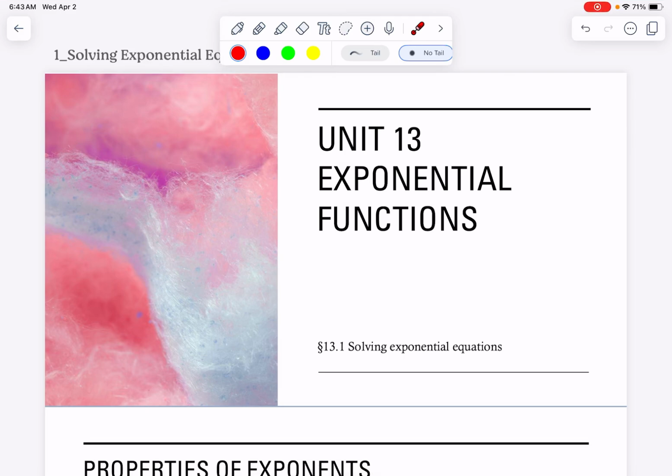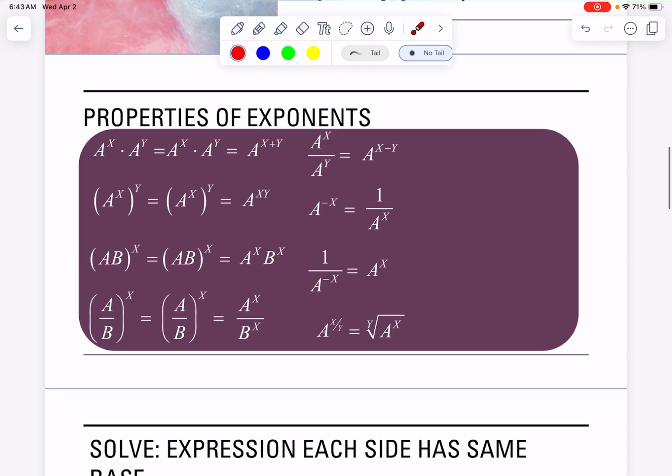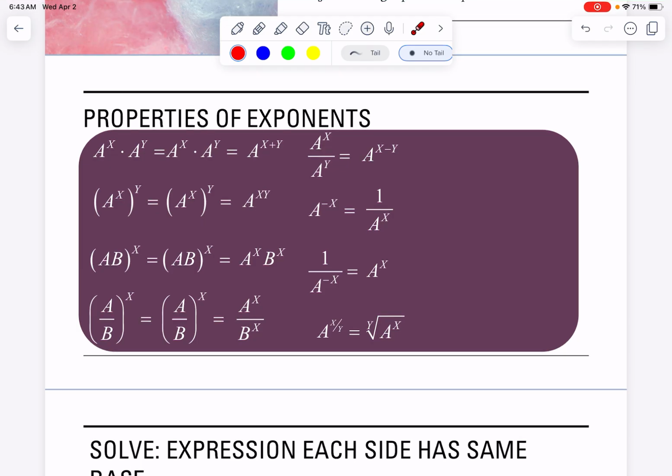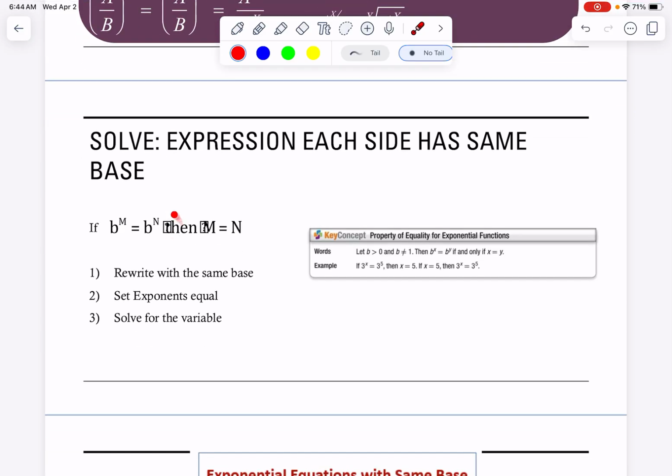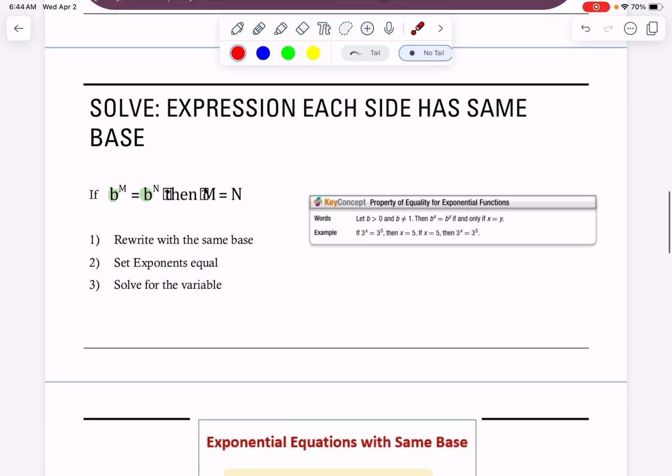Hi, today we're going to look at exponential functions and how to solve these equations. Just remember your exponent rules because we are going to be using them, which are here for you. When we're solving these exponential functions, we are trying to get our bases to be the same, so that we can set the exponents equal to each other, and then we're just going to solve for the variable.